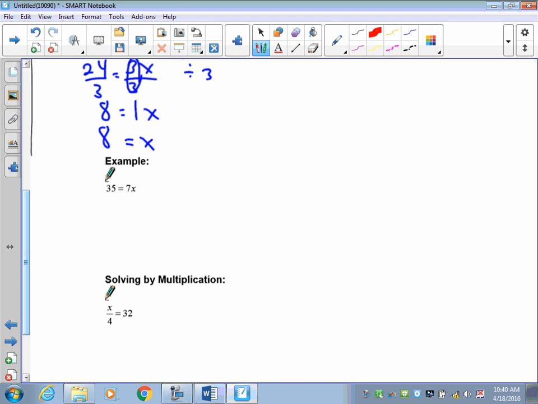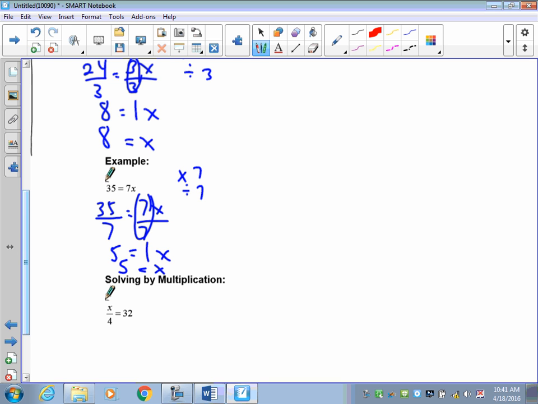Okay, now we're multiplying by 7. The opposite is to divide by 7. So 35 divided by 7. 7x divided by 7, 7 divided by 7 is 1. 35 divided by 7 is 5. So x is equal to 5.